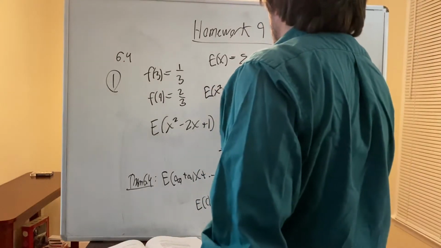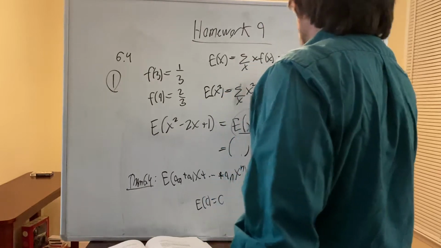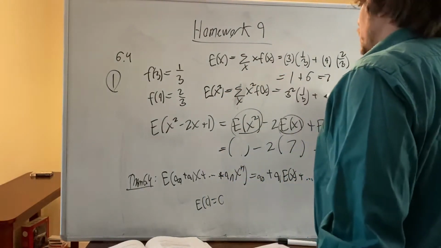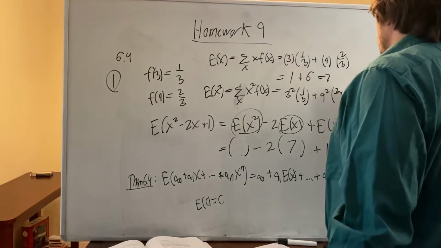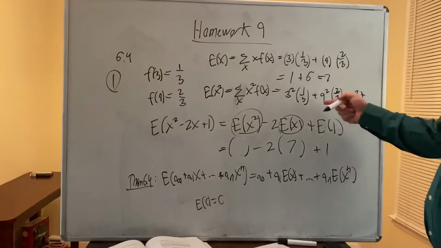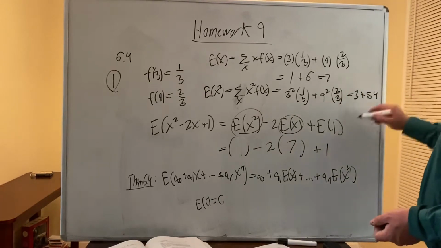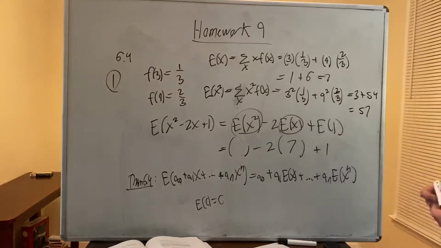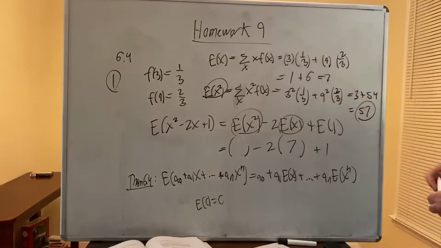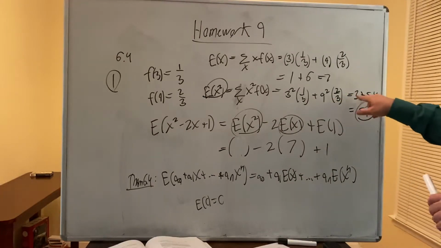E of X squared is the sum over all the values of x squared times f of x. And that's equal to 3 squared times f of 3, which is 1/3, plus 9 squared times f of 9, which is 2/3. And so that's equal to 9 times 1/3, which is 3, plus 81 times 2/3, which is 27 times 2, which is 54. 3 plus 54 is 57. So E of X squared is equal to 57, right? 81 divided by 3 is 27. 27 times 2, 54. 3 plus 54, 57.